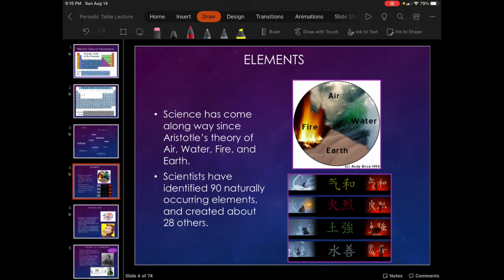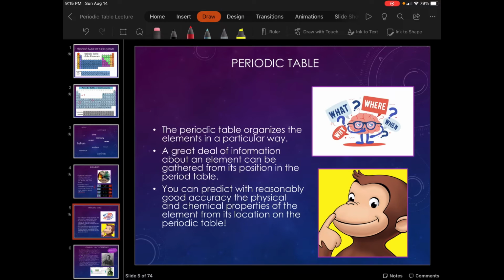Now, we've come a long way since Aristotle's theory of earth, wind, fire, air. Scientists have identified 90 naturally occurring elements. This is not super important, but it is good information to know. Scientists have identified 90 elements occurring in nature and created about 28 others. So we see the process of science building upon previous knowledge.